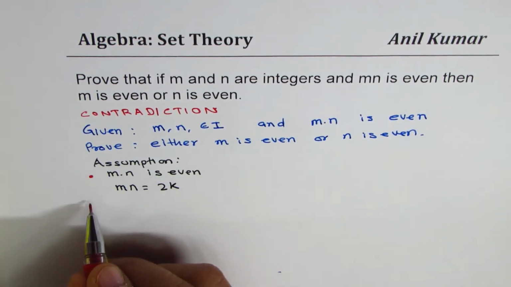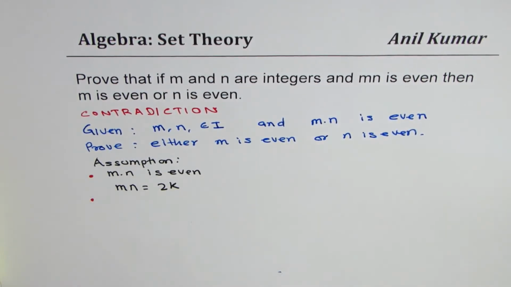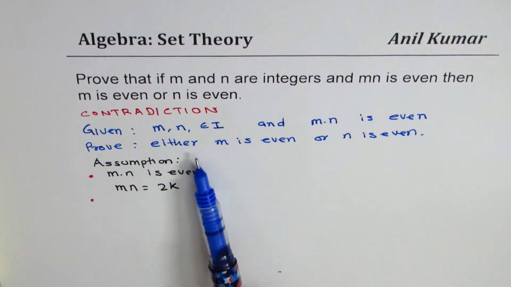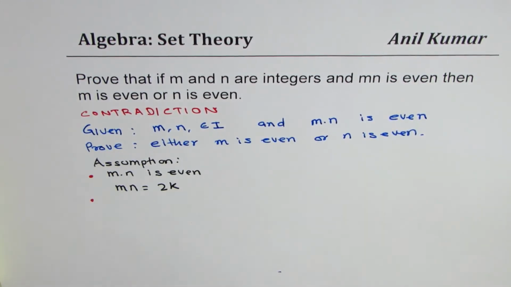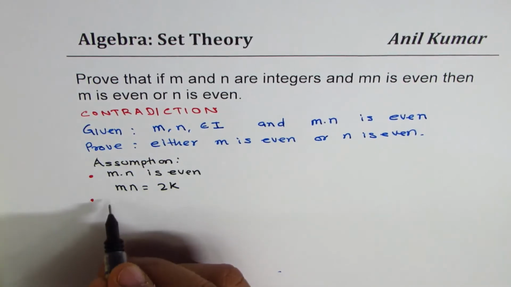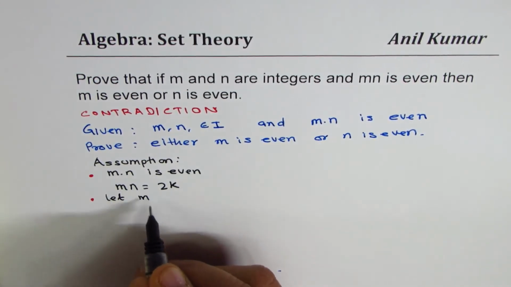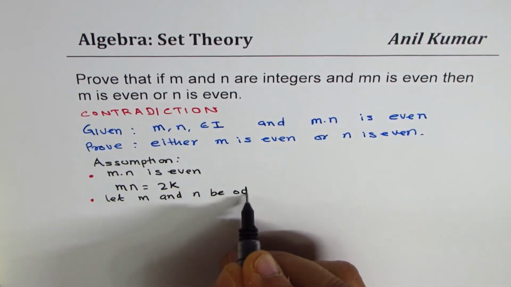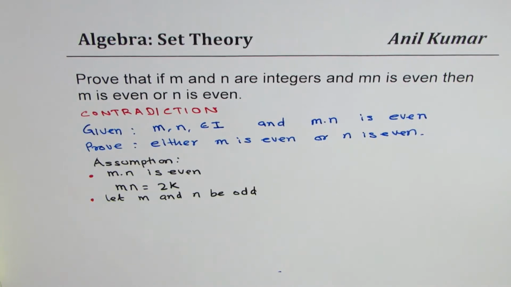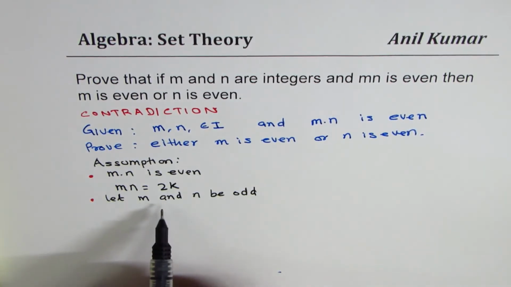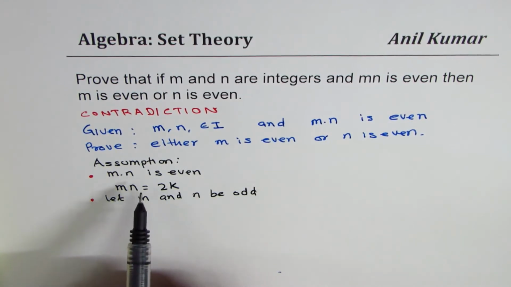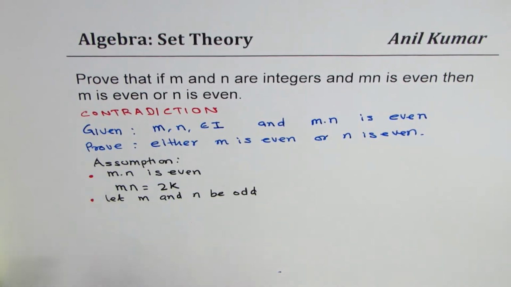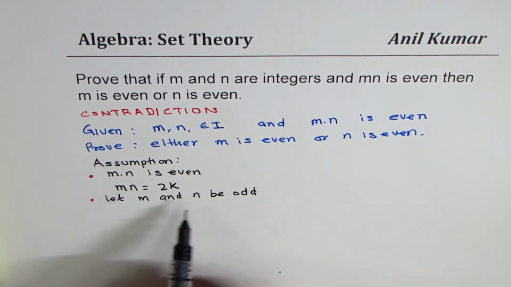Now when we try to prove by contradiction, we start with something which is not what we want. We want to prove that either m is even or n is even. So what we are saying is, let m and n be odd, correct? We say let them be odd, not even, right? So we'll start from here, and if we prove that the assumptions are wrong, then we have proven what we want to prove, correct? So that is the strategy, okay? So let m and n be odd.